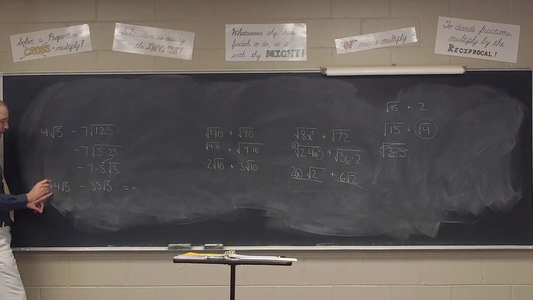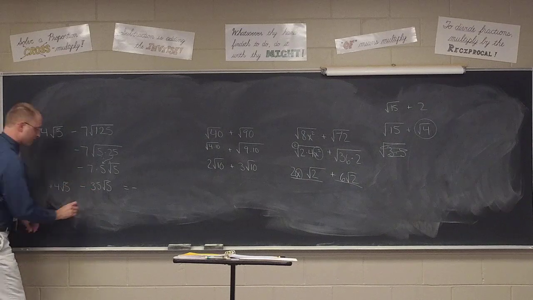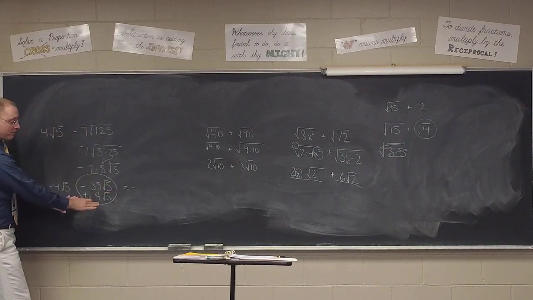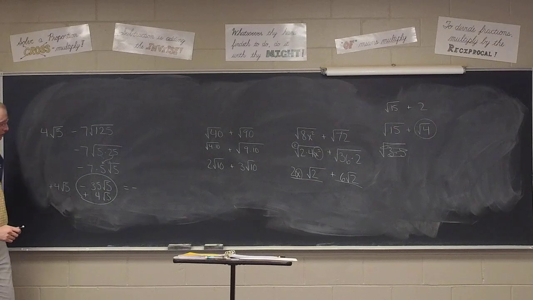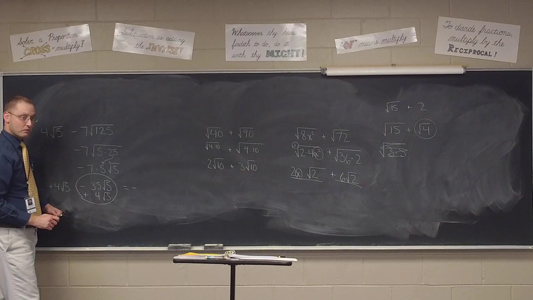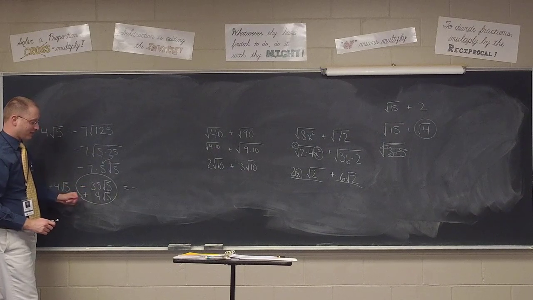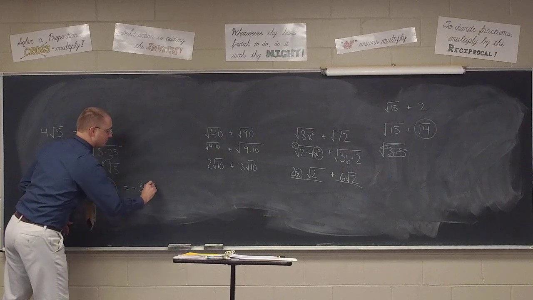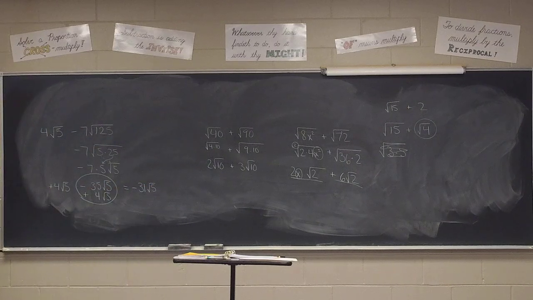Well, if you have a positive 4 and a negative 35, maybe write it this way, stacked on top of each other so you can see a little bit easier. What's 5 minus 4? 1. And 3 minus nothing is 3. So negative 31 times the square root of 5. So I'm not sure where I went wrong.